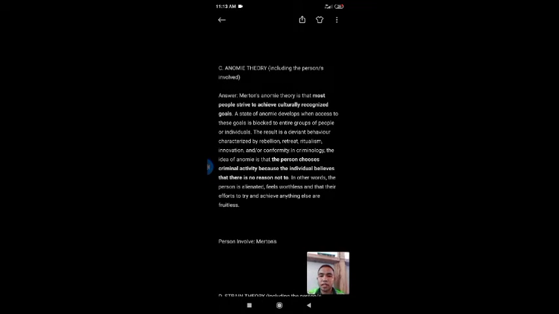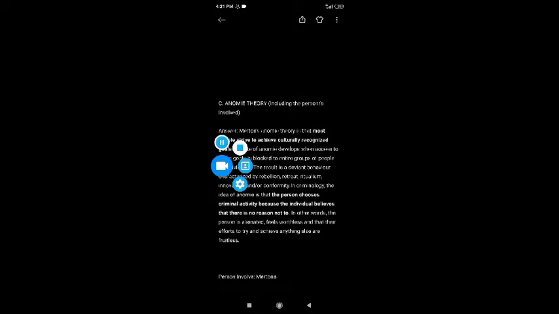C is anomie theory. Merton's anomie theory holds that most people strive to achieve culturally recognized goals. A state of anomie develops when access to these goals is blocked to entire groups of people or individuals. The result is deviant behavior characterized by rebellion, ritualism, innovation, and retreatism.